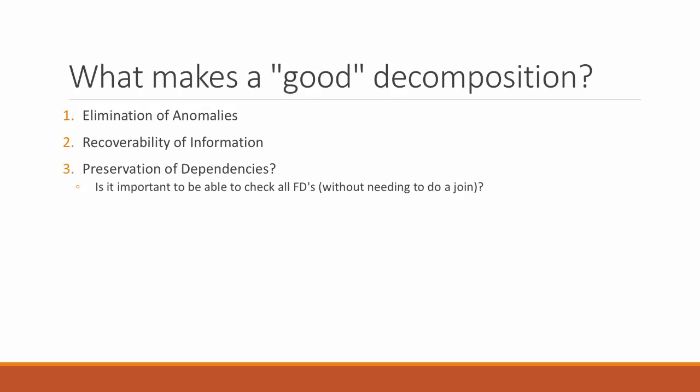Well, you want to eliminate anomalies, right? You want to make it so that it's very easy to edit your repository in a way that maintains the functional dependencies that you care about. Another thing is you want to have the recoverability of information. When you decompose into two parts, you want to be able to still recover all of the original information through lossless joins. One other attribute which we're going to talk about in this video is called the preservation of dependencies.